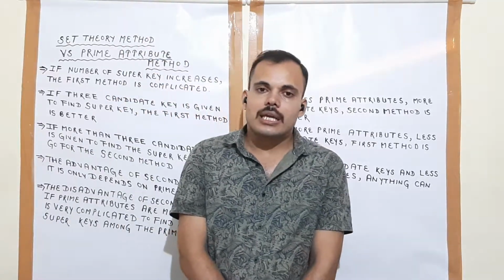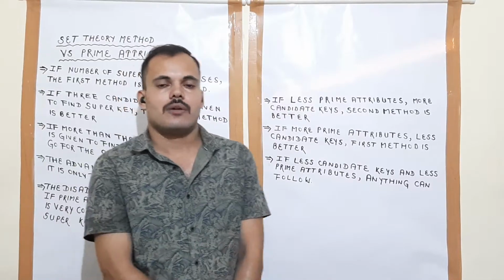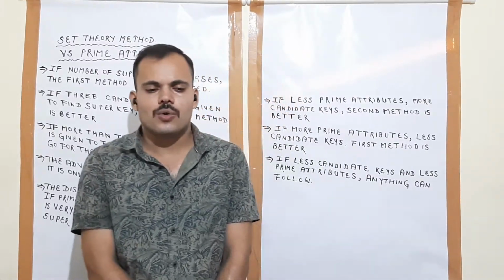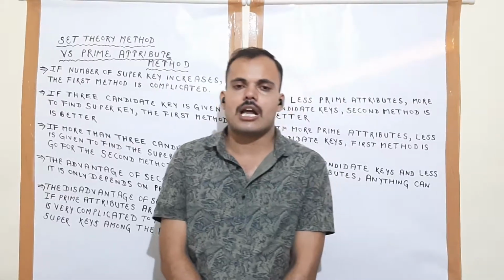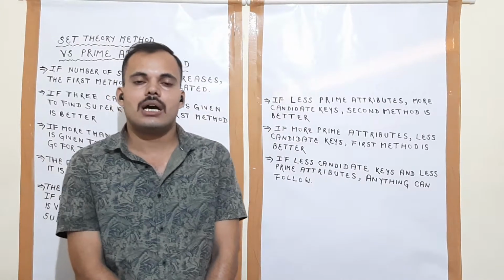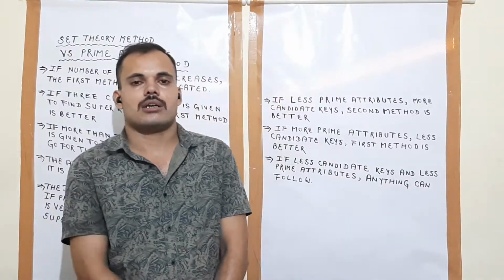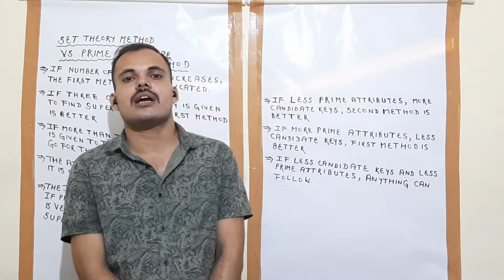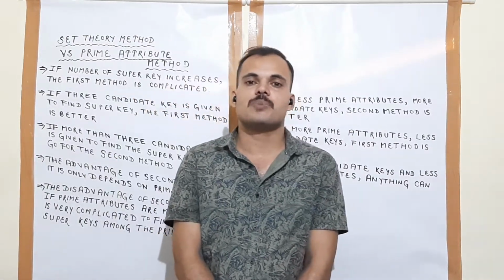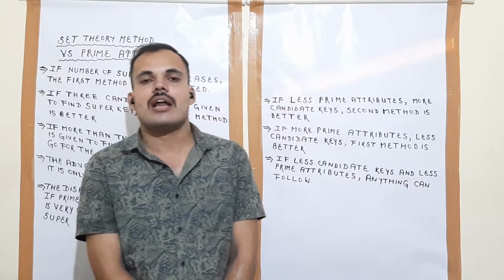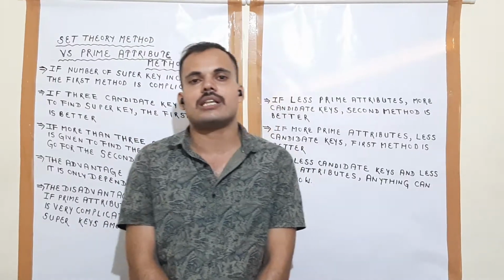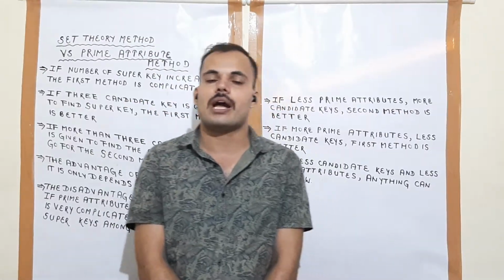Now we solved each example using two methods. First, the set theory method and second, the prime attribute method. Now you will have a doubt: why are we solving each question using two methods? What is the advantage of the set theory method? What is the advantage of the prime attribute method? Which method is better? Which method should we use and which should we not use? Why are we studying two methods for solving these problems of finding the number of super keys?